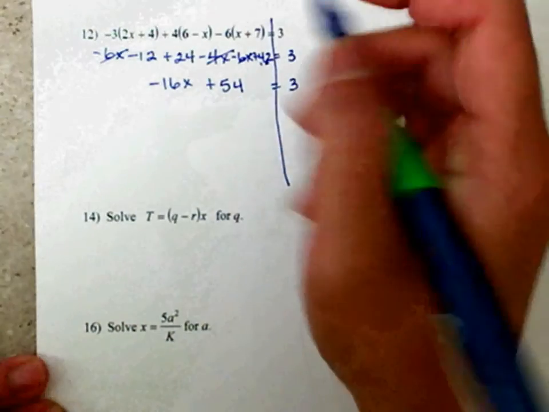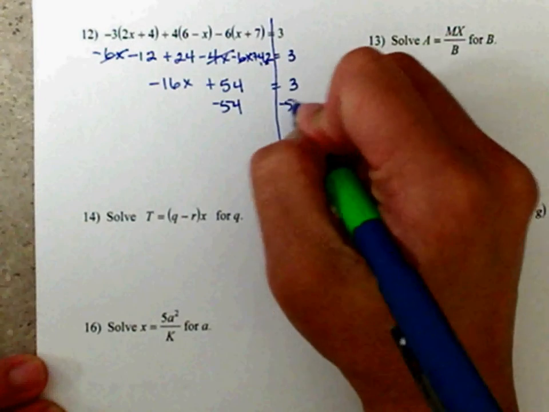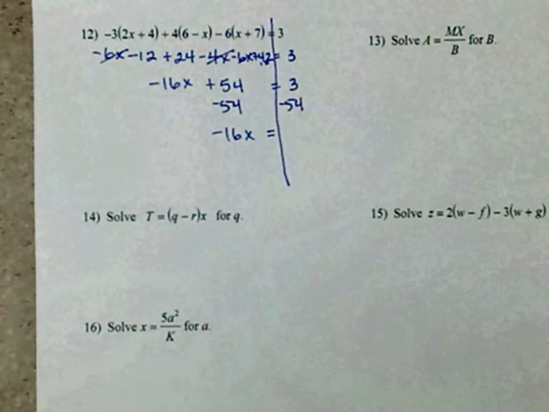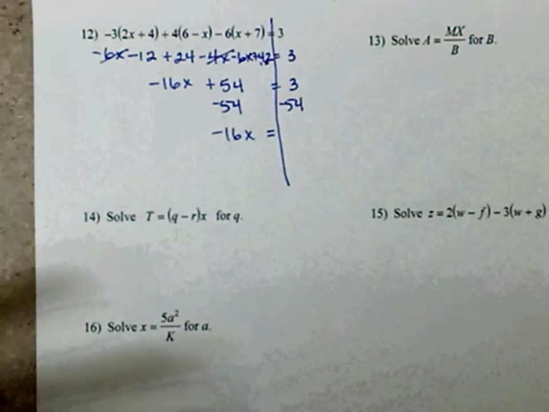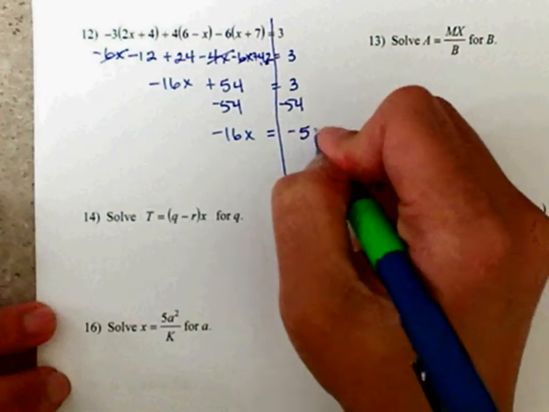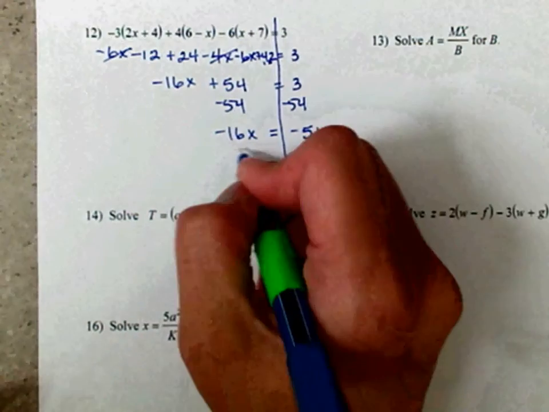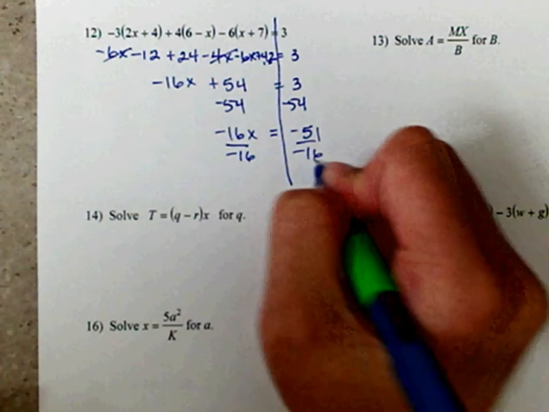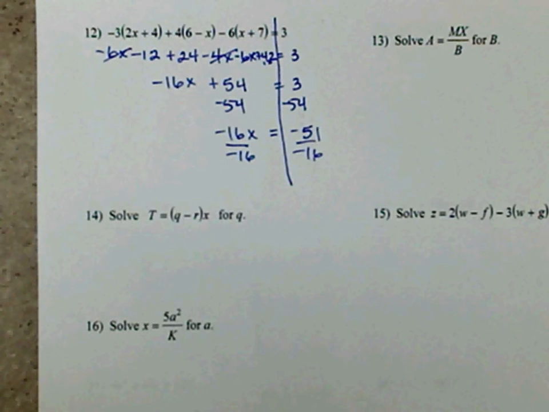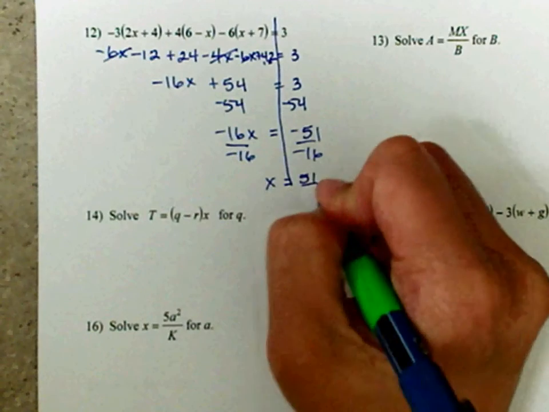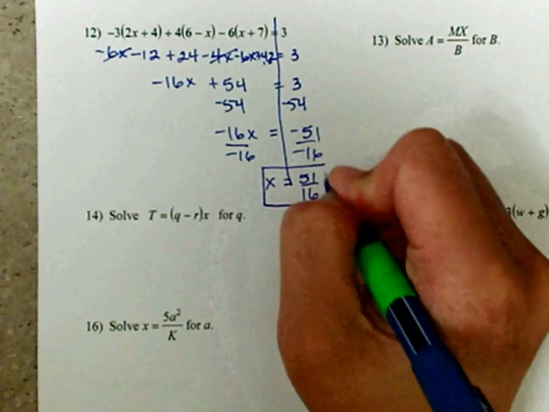Minus 54, minus 54. Negative 16x is equal to negative 54 plus 3, that comes out to be negative 51. So, divide by negative 16, divide by negative 16, negative 51 divided by negative 16 is a fraction, okay? So x is equal to 51 over 16, and I cannot simplify that anymore.